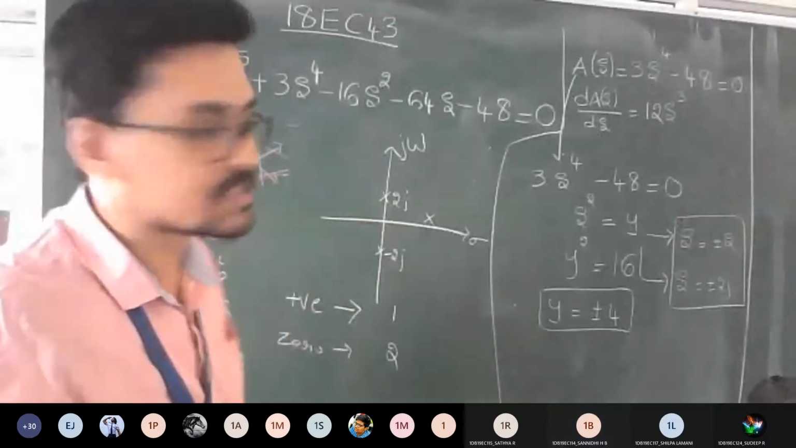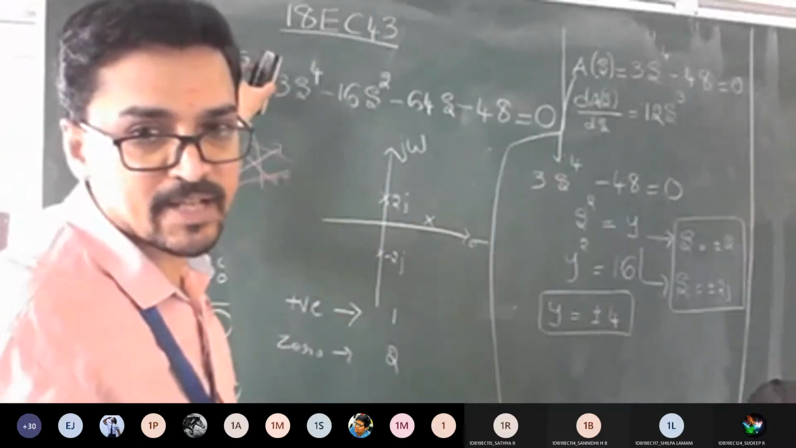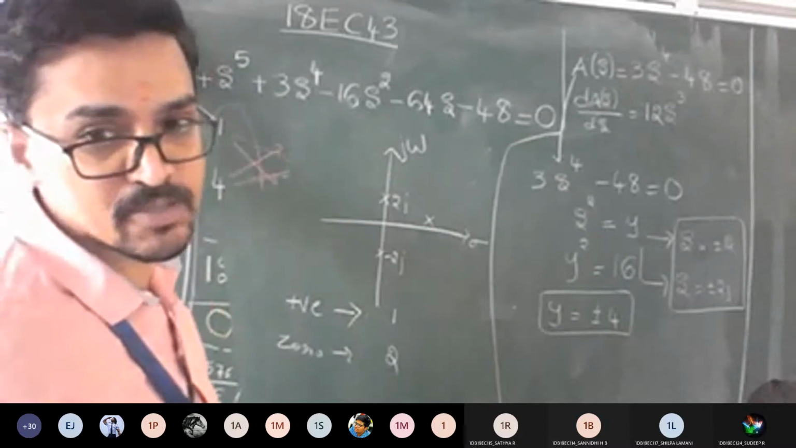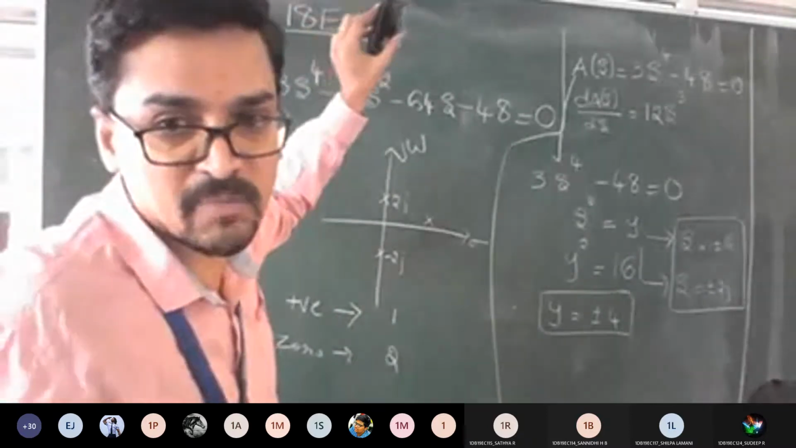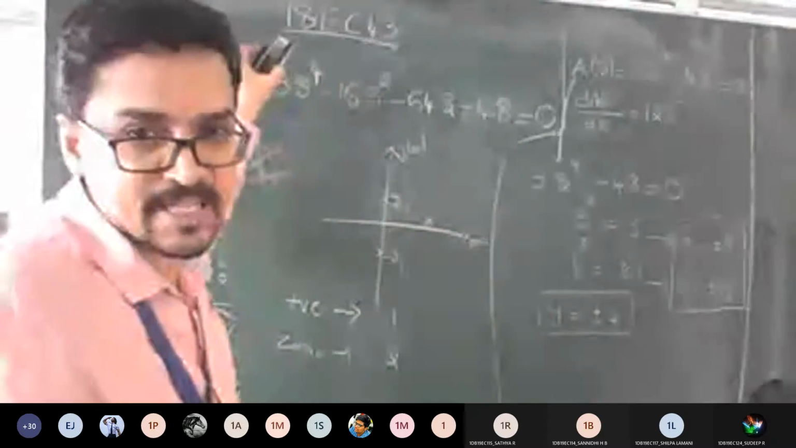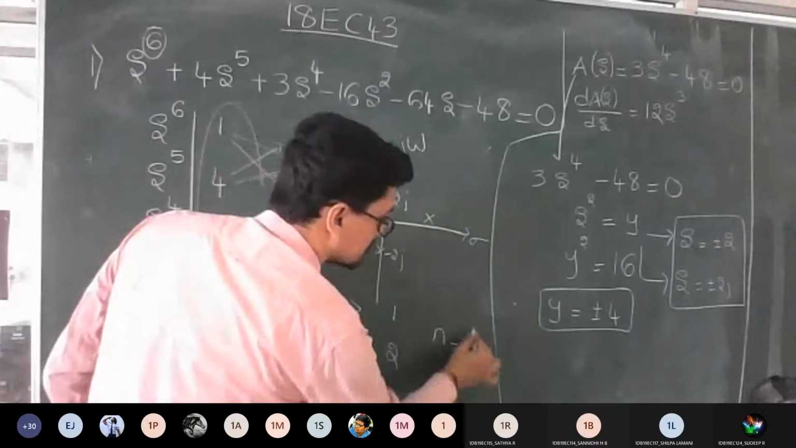Totally there are 6 roots as n is equal to 6. If it is 5, assume that this is starting with s power 5, then you should choose the maximum or total number of roots as 5. So since in this problem it is s power 6, we can choose n is equal to 6 here.